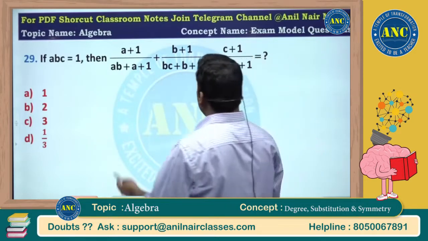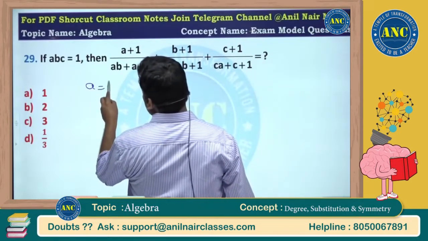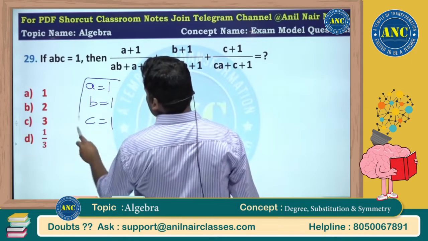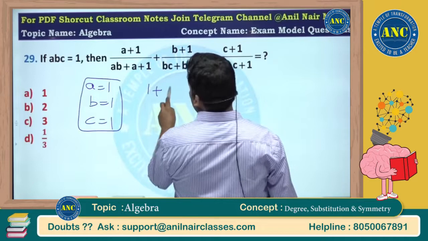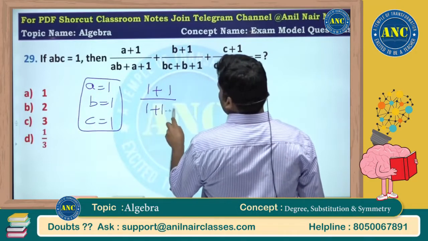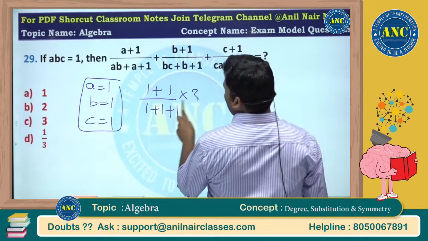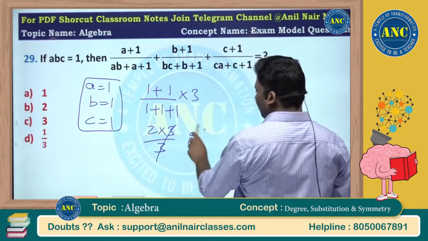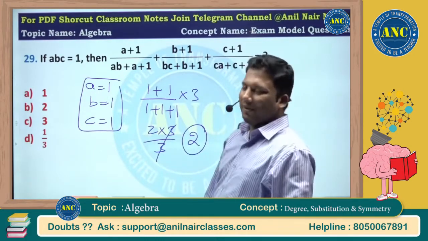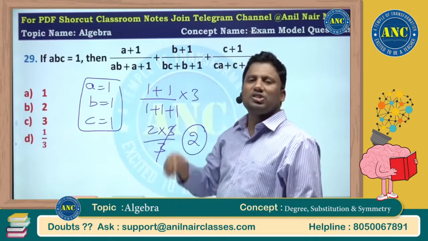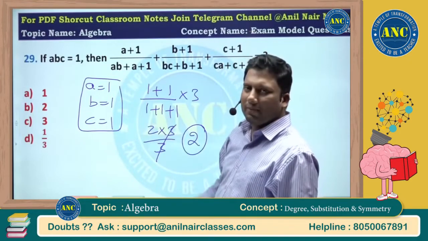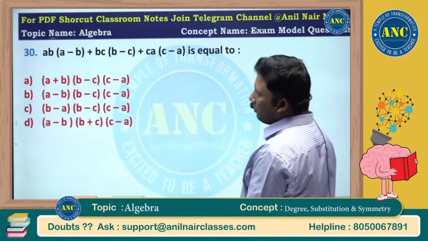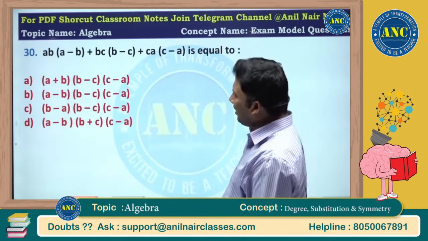ABC equivalent to 1. No domain on variables is given. Safely you can assume A 1, B 1, C 1. So this will be 1 plus 1 plus 1 plus 1 plus 1 into 3. So 2 into 3 by 3. Answer is 2. If nothing is specified about the question, that means variables are real numbers. Real numbers means you can assume any value.